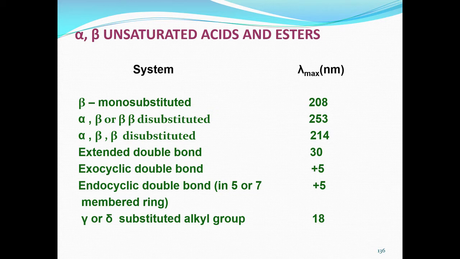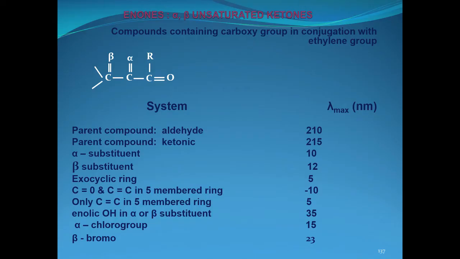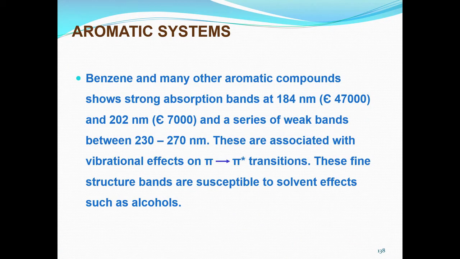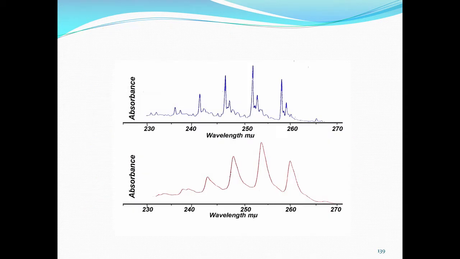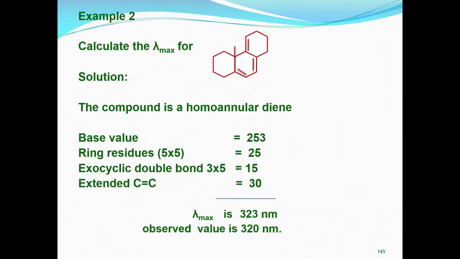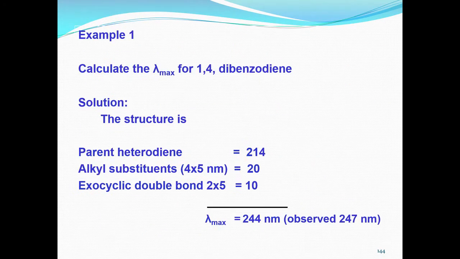lambda max, which corresponds to what type of transition. So, for example, whether it is n to pi star or pi to pi star, depending upon the intensity of the transition as well as the wavelength. So, based on that I had explained to you that we can estimate.